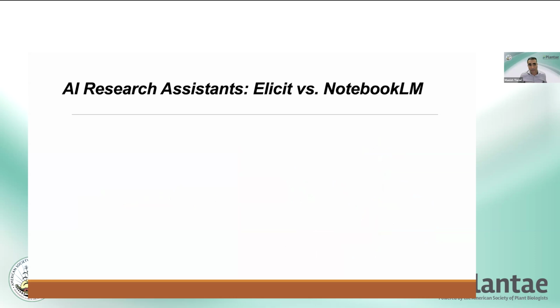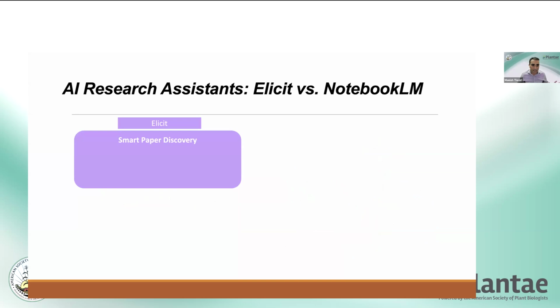Apart from these two programs, I would also like to mention AI research assistants like Elicit and Notebook LM. If you have not used Elicit, it is a smart paper discovery tool. You write your biological question, for example, what are the genes which are involved in heat stress tolerance in plants? I just write this question.